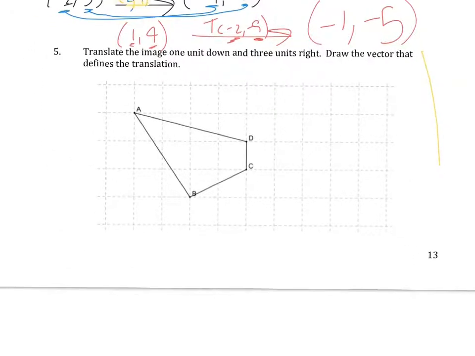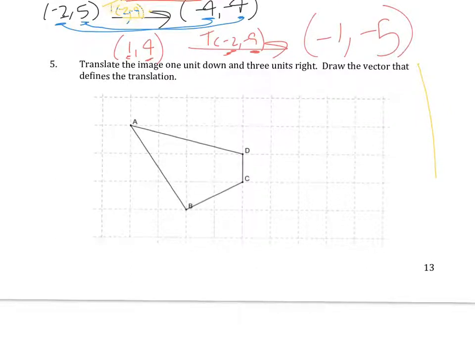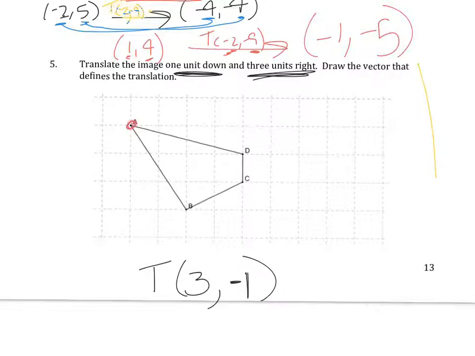this next question. It says translate the image 1 unit down and 3 units to the right. Before I do anything, I'm going to write that as a translation. 1 unit down would be -1, and 3 units to the right would be +3. So I'm going to take my pencil, I'm going to start at A, and I'm going to count 3 units to the right. So 1, 2, 3, and then I'm going to go down 1 unit, and that is now A prime.